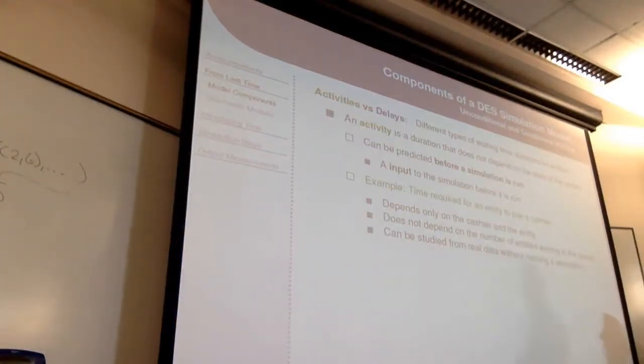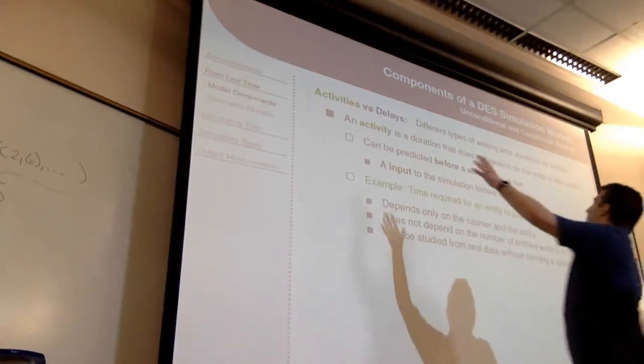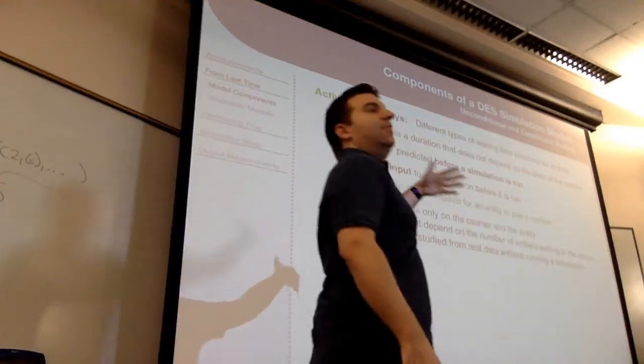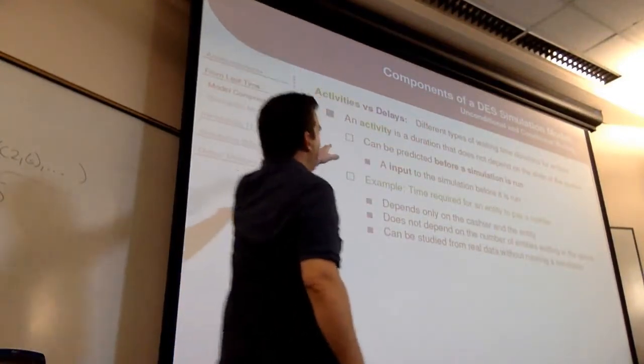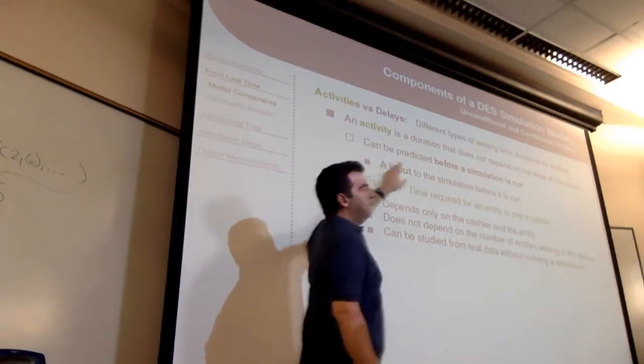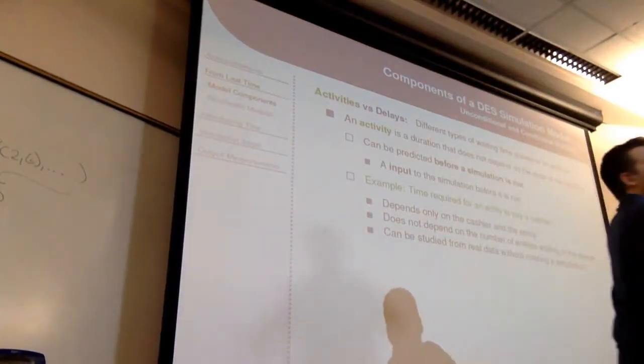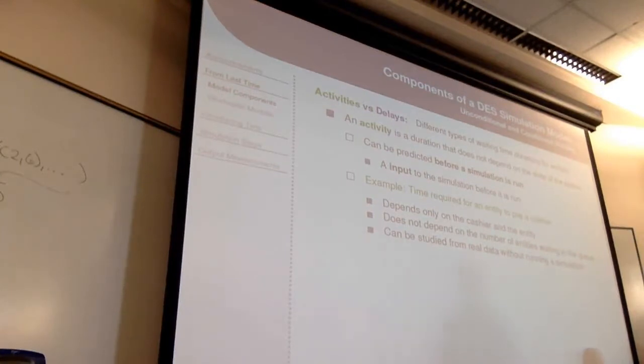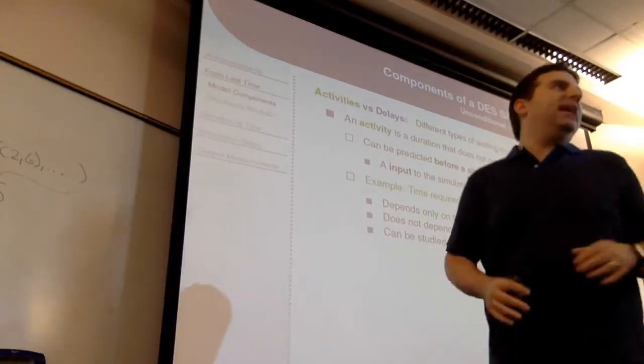Okay. All right, activities versus delays. Hopefully this is starting to get a little bit more clear. An activity is a duration that does not depend on the state of the system. It can be predicted before the simulation is run. So somebody can ask you, before running your simulation, how long is it going to take for me to get through the x-ray machine once I get up to it? And without even running a simulation, you can say, well, on average, it'll take 30 seconds, but it's actually a distribution that maybe has some right skew, and you can draw out the whole distribution. Without even running the simulation, you know how long it takes for a bag to get through an x-ray machine.